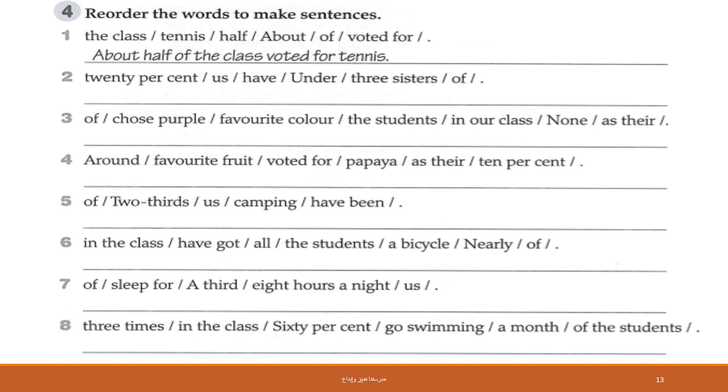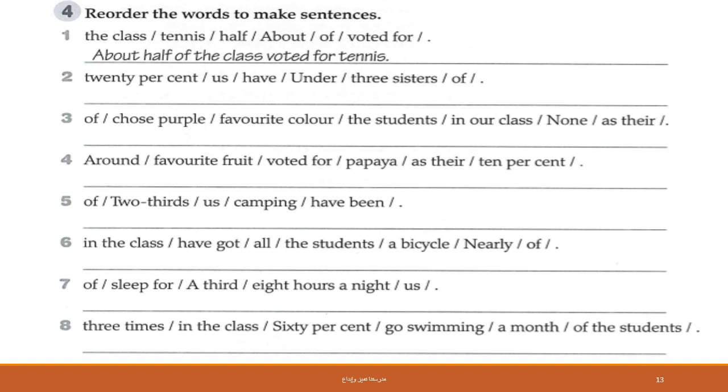Always we start with the capital letter. In our sentence today, the capital letter is the word that refers to quantity, fraction, number. So we have to start with the capital. The capital here is about. About should be followed by a number. What is the number here?